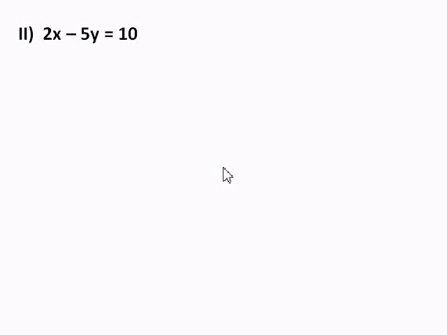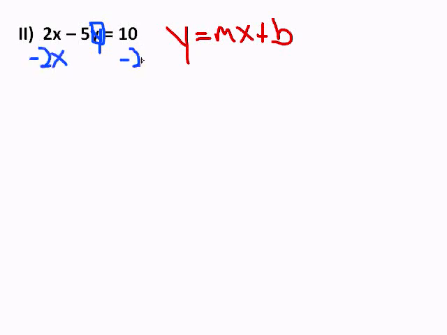For the second problem, we've got to find the slope from an equation. In order to find the slope from an equation, you've got to get the equation into y equals mx plus b form. So we need to get the y by itself. I'm going to box the y to let myself know that's what I'm trying to get by itself. To get y by itself, I need to subtract 2x from both sides first, giving me negative 5y is equal to 10 minus 2x, which is the same thing as negative 2x plus 10.